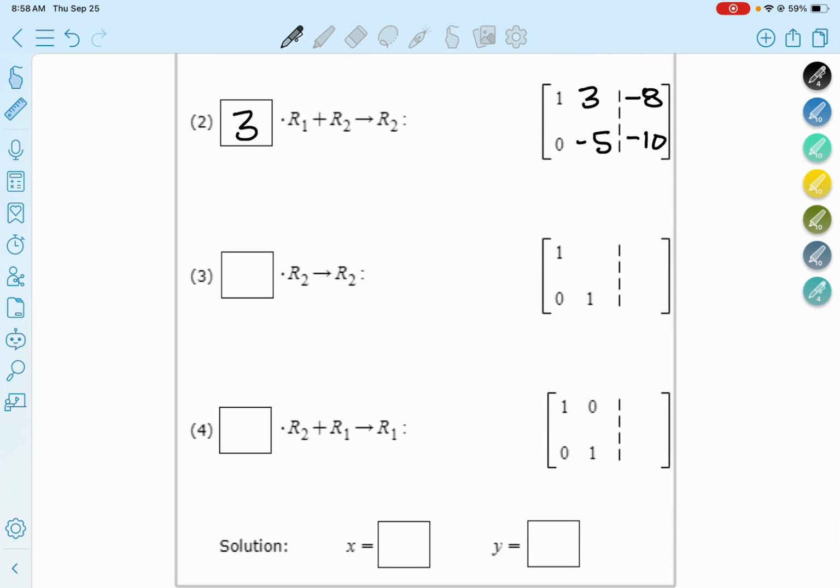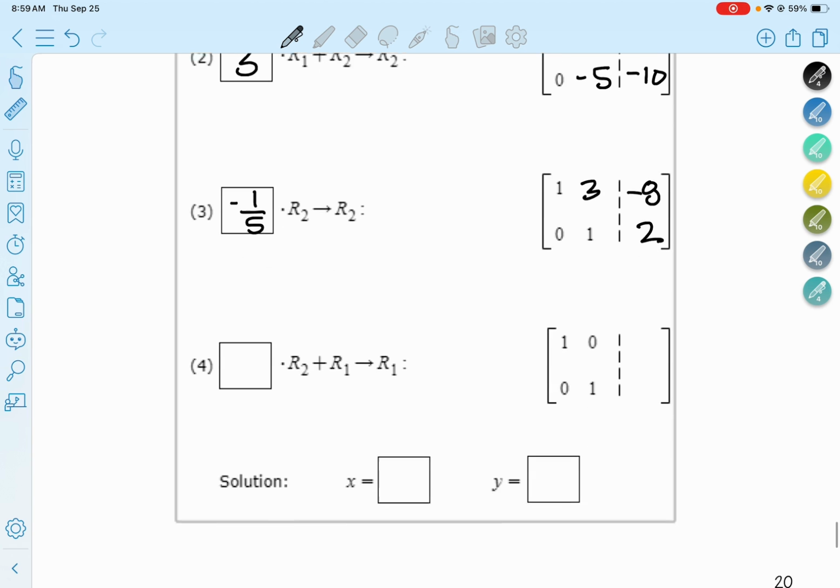Next, I want to figure out how to make -5 become 1, which I'm going to do with the reciprocal, such that I multiply it by -1/5. So that becomes 1. Negative 10 times negative 1/5 gets me 2. And my row 1 didn't change at all, so I still have 1, 3, negative 8.